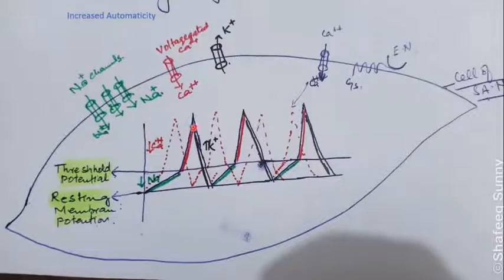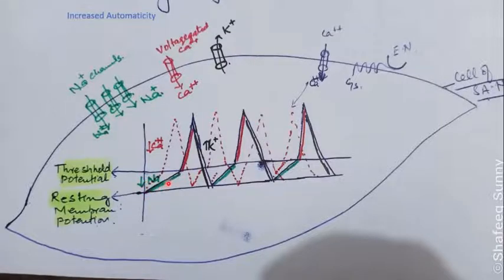Then there is an opening of the potassium channel. At this stage, when there is an opening of the potassium channel, potassium efflux means a loss of potassium from the cell. It will take the membrane potential back to the resting level. It means that the membrane is repolarized again. It is the resting membrane potential.